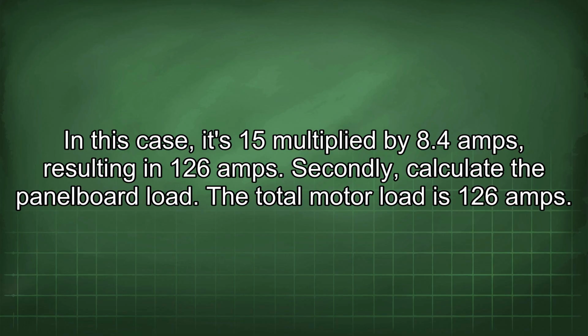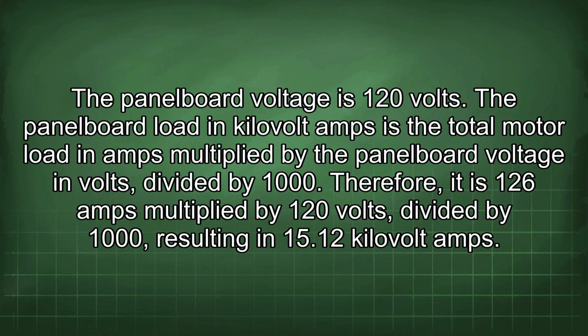Secondly, calculate the panel board load. The total motor load is 126 amps. The panel board voltage is 120 volts. The panel board load in kilovolt amps is the total motor load in amps multiplied by the panel board voltage in volts, divided by 1000. Therefore, it is 126 amps multiplied by 120 volts, divided by 1000, resulting in 15.12 kilovolt amps.